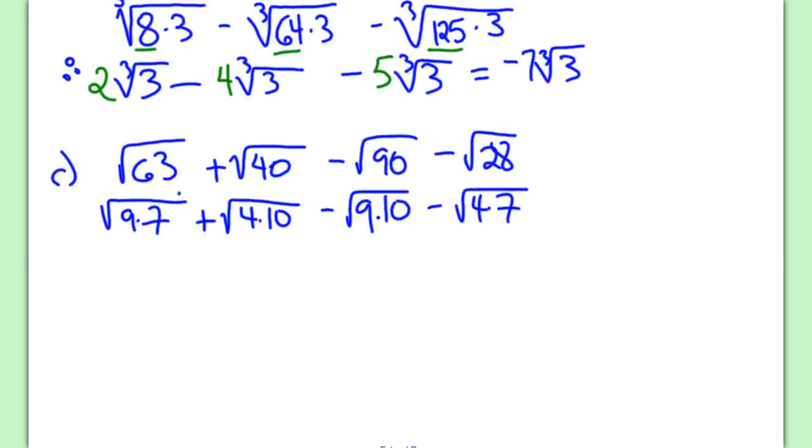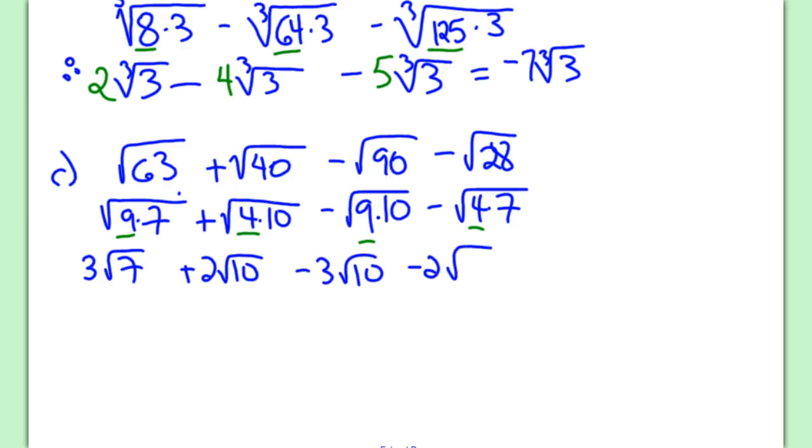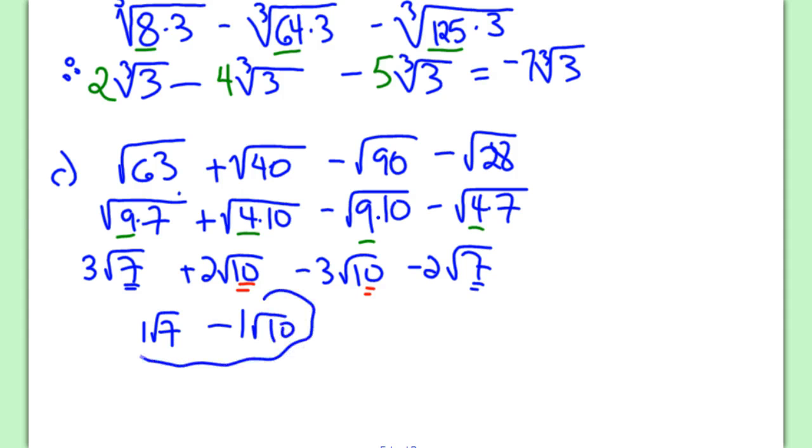I then decide perfect square, perfect square, perfect square, perfect square. So I take the square root of those. That ends up being 3 square root 7 plus 2 square root 10 minus 3 square root 10 minus 2 square root 7. So I collect my like radicals. I have root 7s and I have root 10s. So I can collect my 7s together and get 1 square root 7 minus 1 square root 10. And that would be my final answer. Okay?